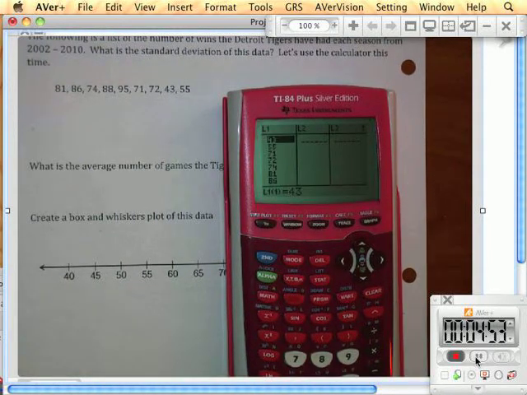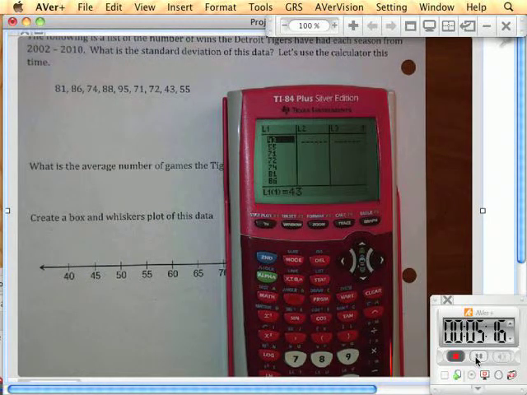Okay? Is there a mode in this data? There's not, is there? Okay. Sort A. Tell it what list, and then the number. And then stat edit.